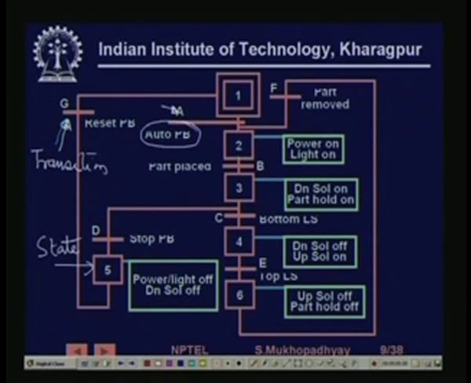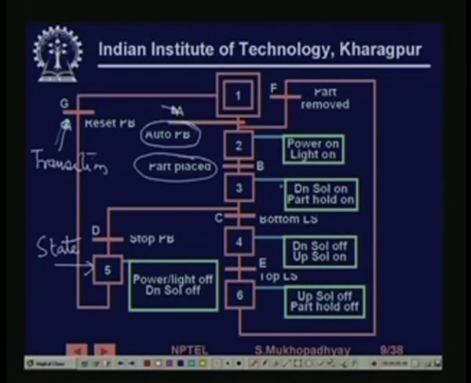In state 2, again, if this transition B takes place, whose condition is part placed, it will come to state 3. In this way, depending on how the sensors are bringing in signals from the field, the various transitions will be enabled and the system will hop from state to state. That is the behavior of the system.